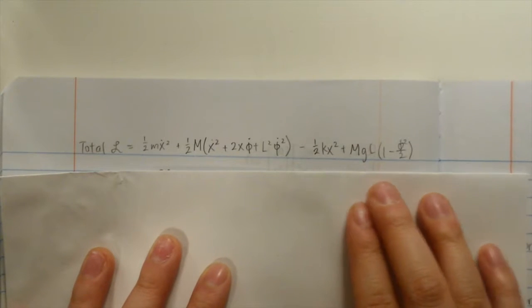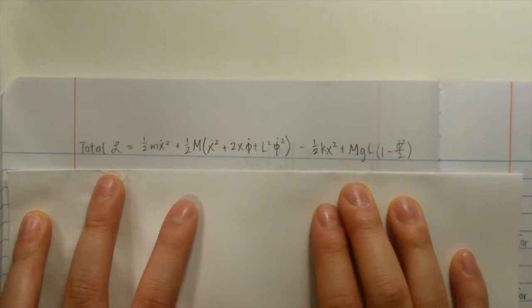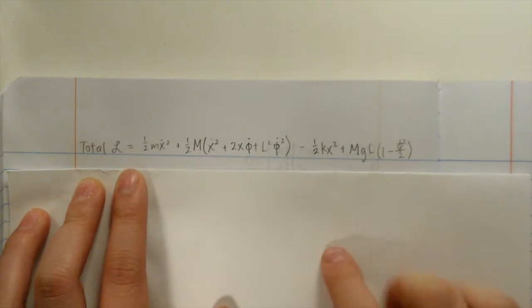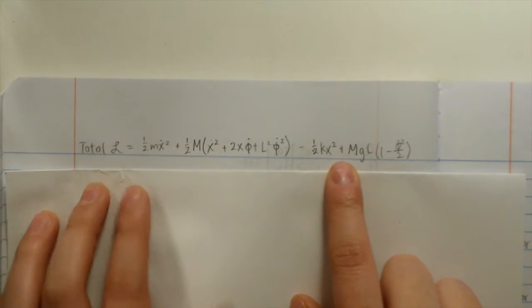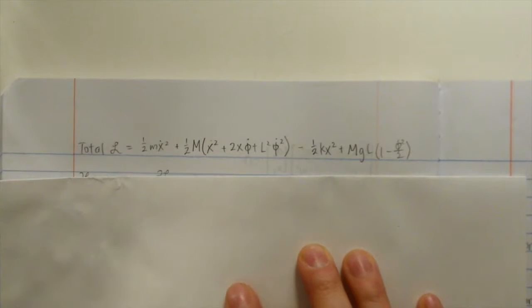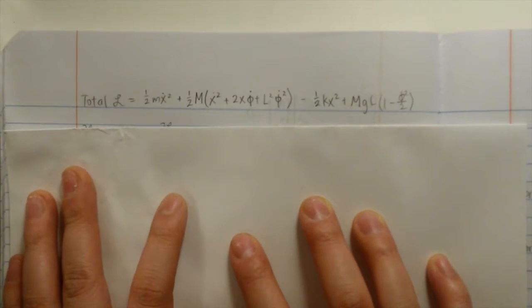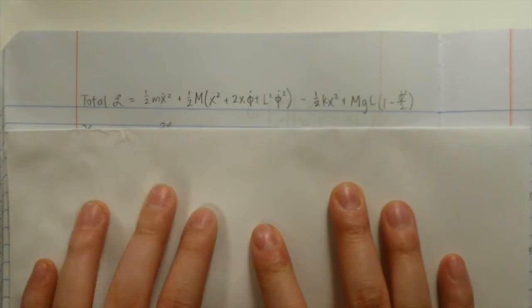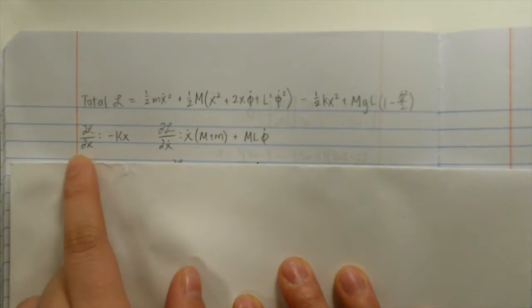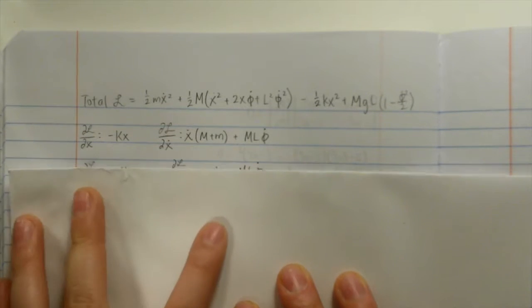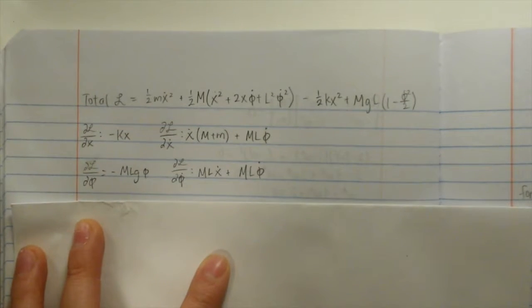And so combining our results from the previous part, our total Lagrangian is the total kinetic energy minus the total potential energy, and I went ahead and distributed that minus through. And now we can Euler-Lagrange this. We need one equation for x and one equation for phi, so here are the partials for x, and here are the partials for phi.